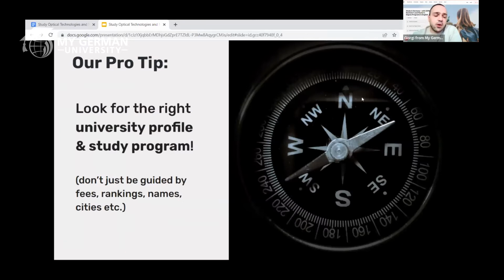Also from my side, our pro tip would be this: we always hear that students, of course, want to get into the best program, the best fitting program for them, but sometimes they rely too much on rankings and too much on city names or stuff like that. This is not always the right approach, because rankings cannot always capture exactly the details that are important for you as an individual prospective student.